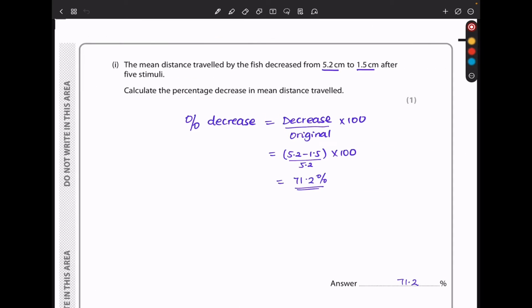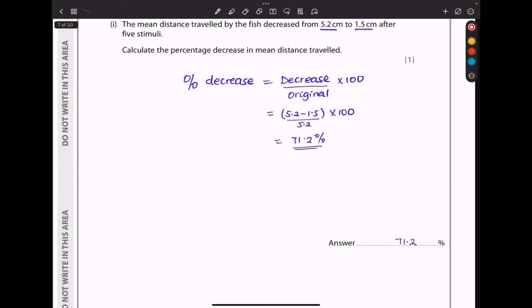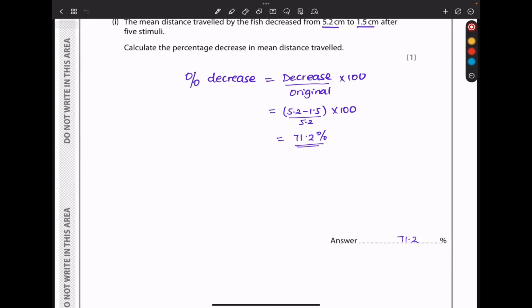Next, they say the mean distance traveled by the fish decreased from 5.2 to 1.5 after 5 stimuli. Calculate the percentage decrease in mean distance traveled. Percentage decrease is equal to the decrease divided by the original times 100, and in this case it's 5.2 minus 1.5 divided by 5.2 times 100, and I got 71.2%. That's the answer to 3 significant figures.